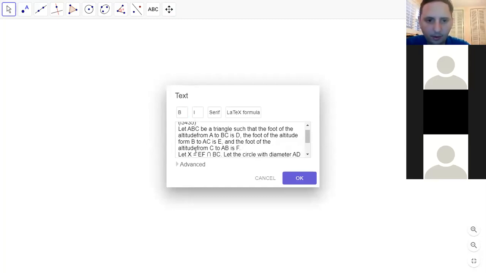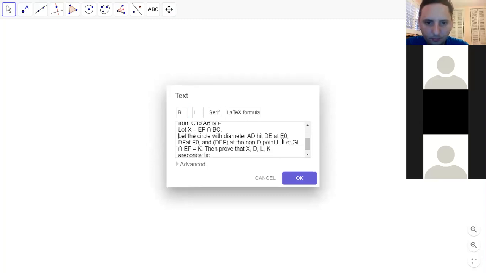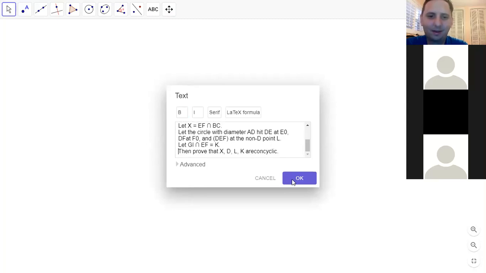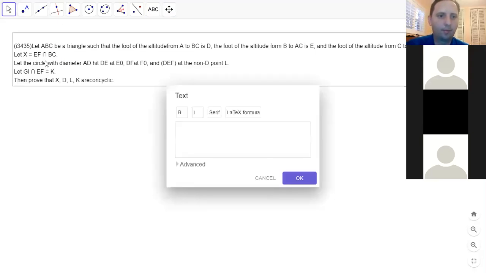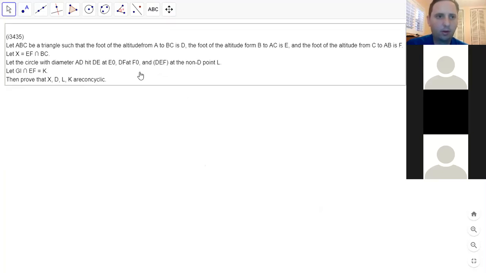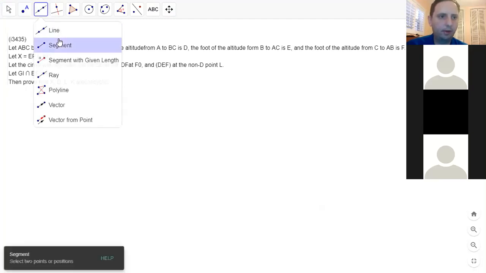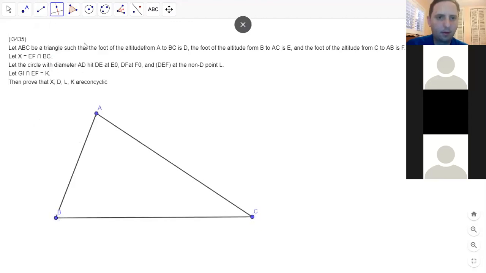Okay, let me add a space here. Circle at the non-D point L. Okay, so we have a triangle ABC, and the foot of the altitude from A to BC is D. Okay, so we draw D, E, and F, and then we draw the intersection.